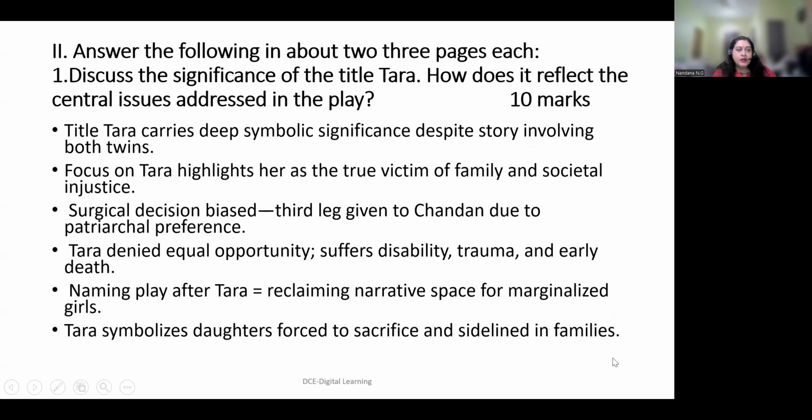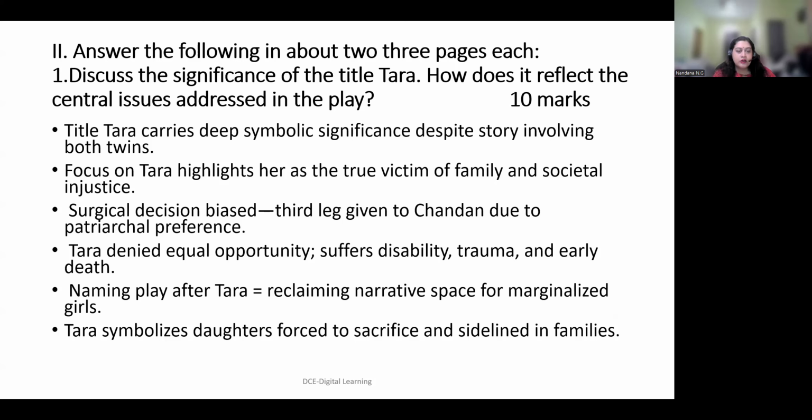Now, these are questions which will be asked for 10 marks. So please read the instruction properly. Answer the following in about 2 to 3 pages each. The most important question that you can definitely expect in the exams: discuss the significance of the title Tara. How does it address the central issues in the play?